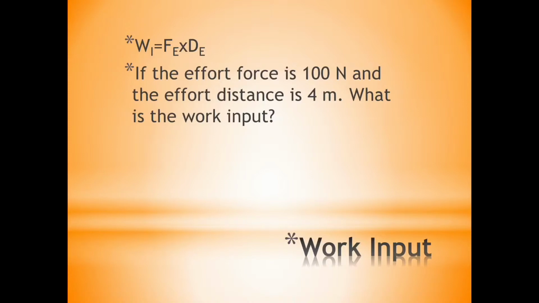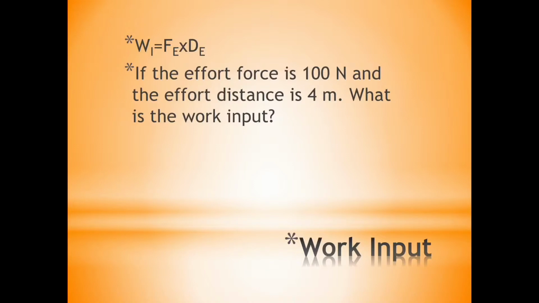To calculate work input, we use the equation WI, which is work input, is equal to effort force times effort distance. Because remember, those are things that the machine does. So effort force is the amount of force that the machine does, and the effort distance is the amount of the distance the machine goes. So work input is calculating the work on the machine.